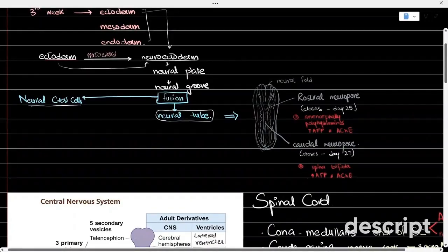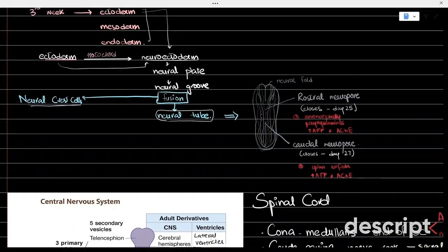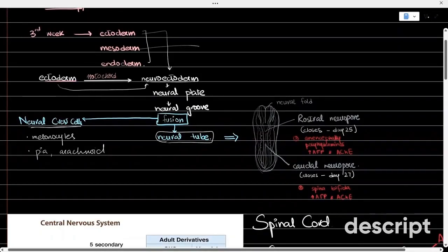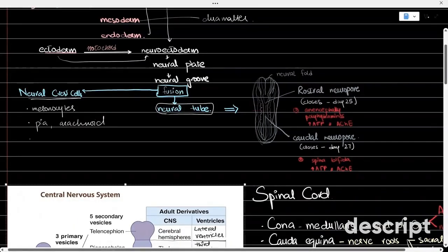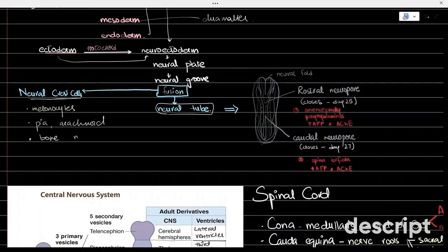From neural crest cells, let's start from the very beginning. Let's see the skin. We have melanocytes developed from neural crest cells, and then moving downwards, in the brain we have the pia and arachnoid mater. The dura mater develops from mesoderm. If we talk about bones, we have the bones of the neurocranium developed from neural crest cells. Coming to neurons, we have ganglia. All the peripheral ganglia are developed from neural crest cells.